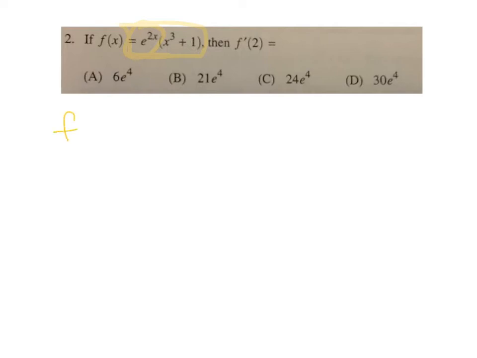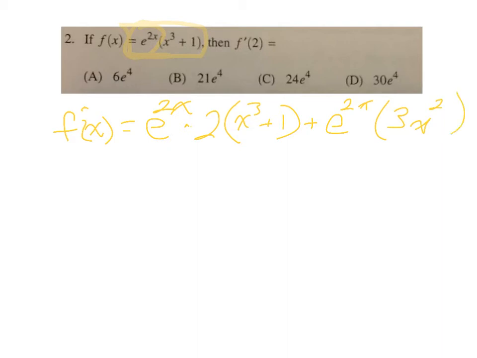All right, so we're going to start just finding the derivative. So f prime of x is chain rule, so e to the 2x times 2, and product rule says the derivative of the first times the second, plus we're going to have the first times the derivative of the second, so there's 3x squared. All right, so there's our derivative.